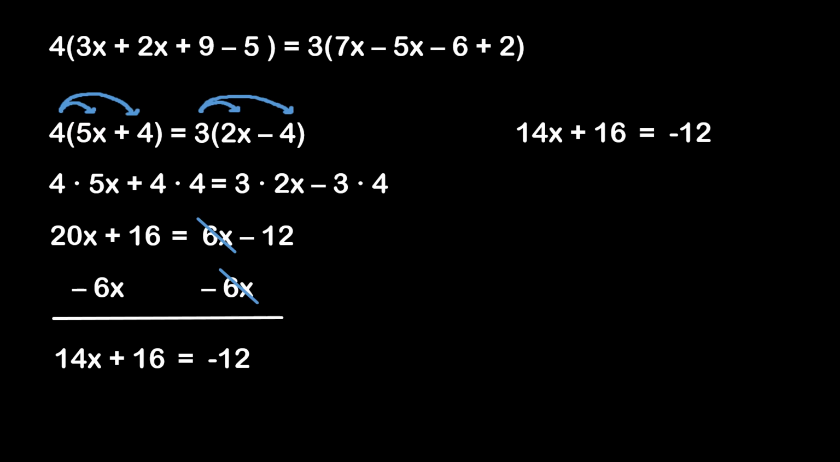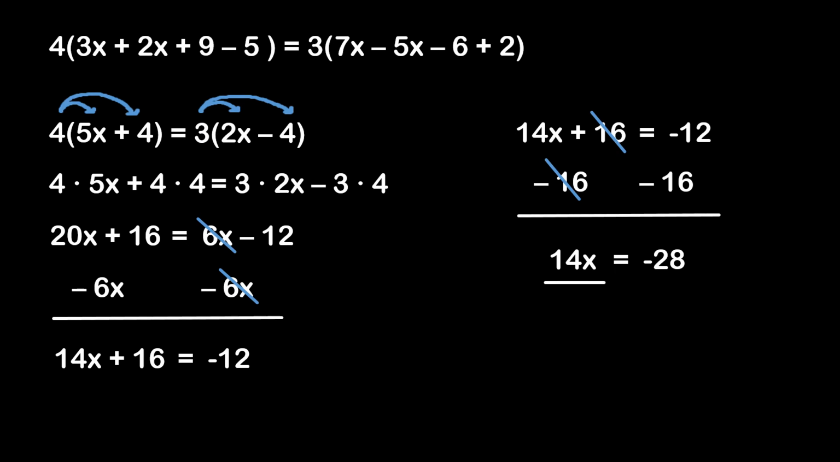We're going to then subtract 16 from both sides. So the positive 16 and negative 16 cancel out, and you have 14x is equal to negative 28. And finally, you can divide both sides by 14. The 14s will cancel out, and you'll be left with x is equal to negative 28 over 14, or x is equal to negative 2. And that will be your final answer.